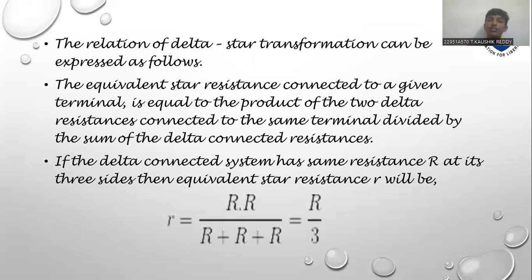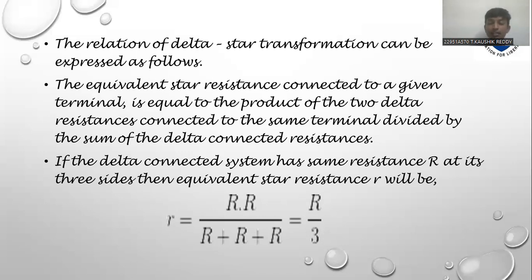So the relation of delta star transformation can be expressed as follows. The equivalent star resistance connected to a given terminal is equal to the product of the two delta resistances connected to the same terminal divided by the sum of the delta connected resistances. The relation for delta transformation is nothing but the equivalent star resistance connected to a given terminal is equal to the product of the two delta resistances connected to the same terminal divided by the sum of the delta connected resistances.